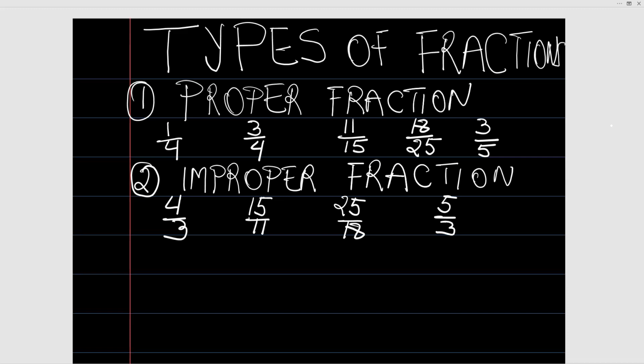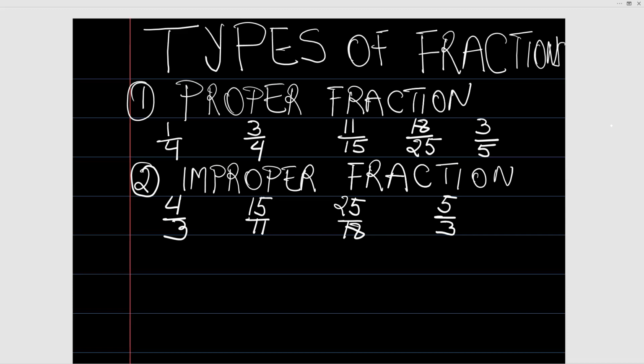That's what we're going to call an improper fraction. All right, so let's recap quickly. A proper fraction is a fraction where the numerator is less than the denominator. That's what we call a proper fraction or simple fraction. Now, an improper fraction is when the numerator is greater than the denominator. Okay? All right.